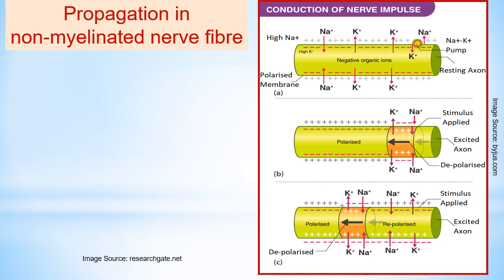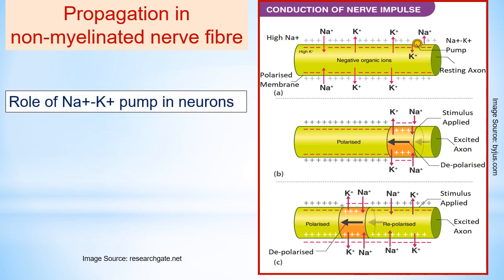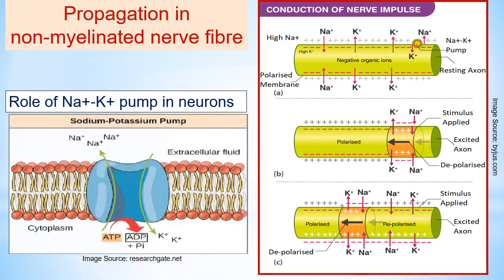Similarly, the potassium ions which have gone outside should come inside the cell. This role of bringing the sodium and potassium ions back into their places is carried out by the sodium potassium pump, and that plays a very important role in the neuron to restore the unequal distribution of ions.